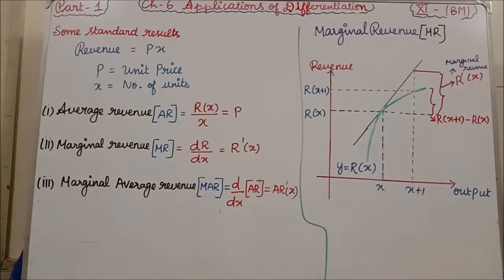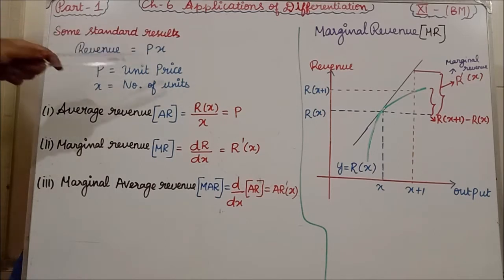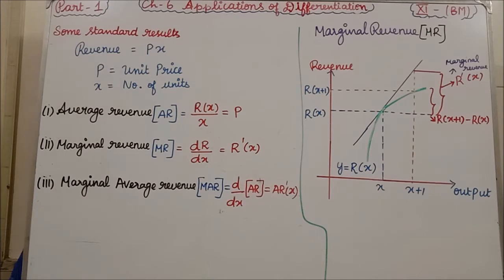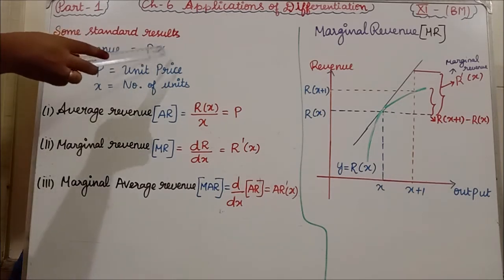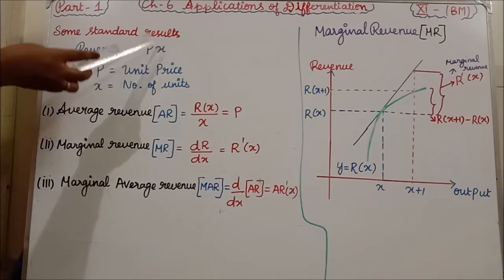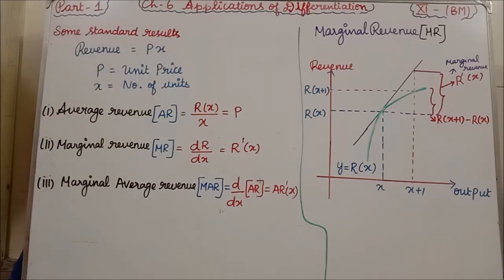Next we are going to learn about marginal revenue. See, first, total revenue is equal to P into X, where P is the unit price and X is the number of units, which is how many units you are producing. Clear? So total revenue is equal to P into X. If you multiply unit price into number of units, that is the revenue.